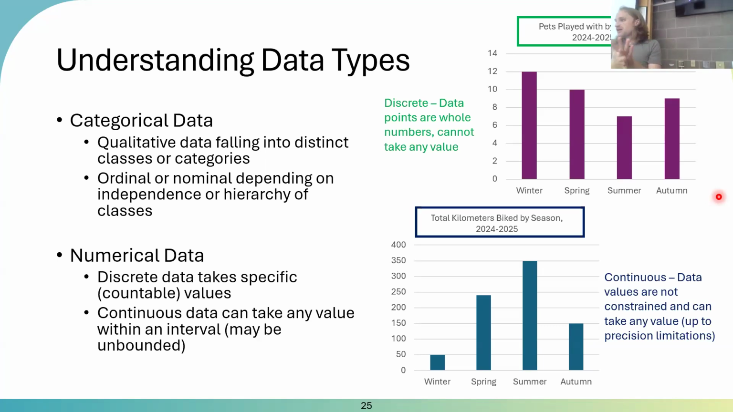Now, something that has sometimes confused people in the past is, well, I'm not counting kilometers as a real number that can have an infinite number of decimals. Even if you have a limited, finite precision to your measurements, because that data can take on continuous values, it would still be considered continuous numerical data.